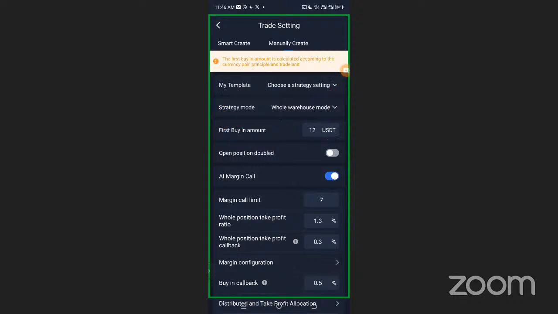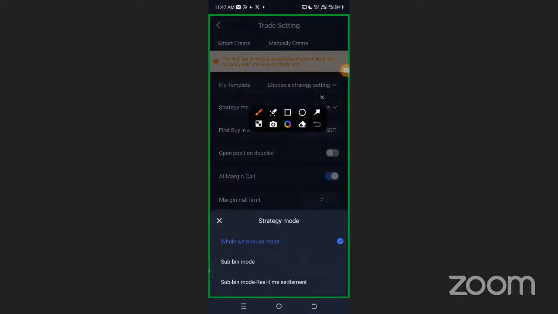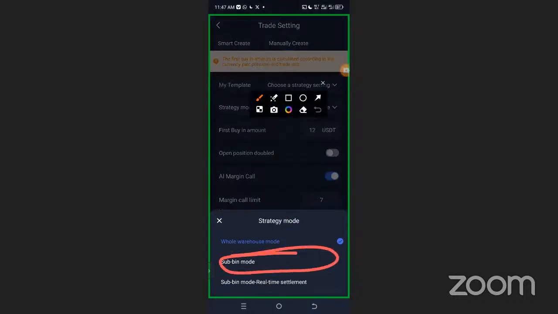We said when you are trading using the buy by poverty, you should be trading under the sub-binary mode. Click on warehouse. You change from warehouse to sub-binary.